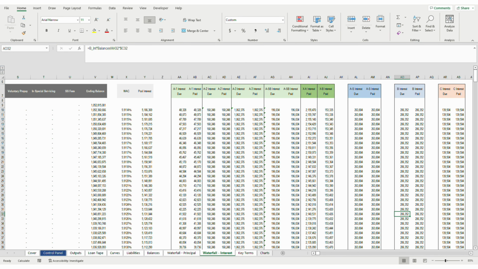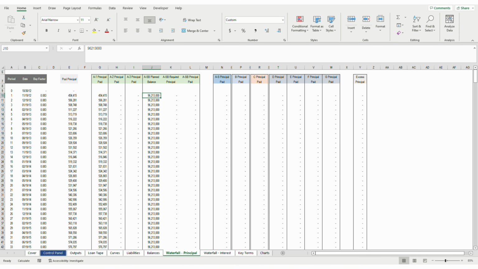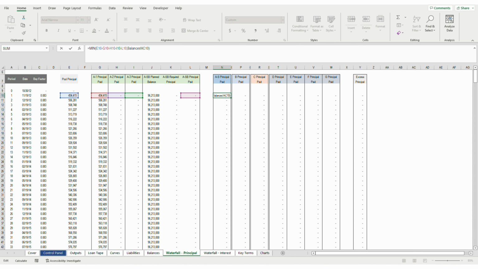The principal waterfall is one of the more straightforward sheets in the workbook. I touched on how the minimum ASB balance worked in part 1 of this series, so suffice it to say that the remaining tranches pay down sequentially in order besides tranche ASB. For example, tranche AS takes the minimum of the remaining cash flow after paying down the more senior tranches and tranche AS's beginning balance. This works so that principal is not overpaid. At most, it will pay down the remaining of AS's beginning balance, and then principal will be distributed to the next tranche.